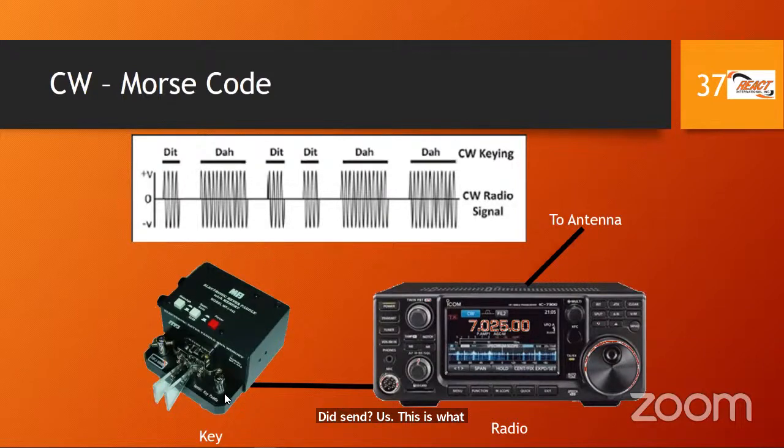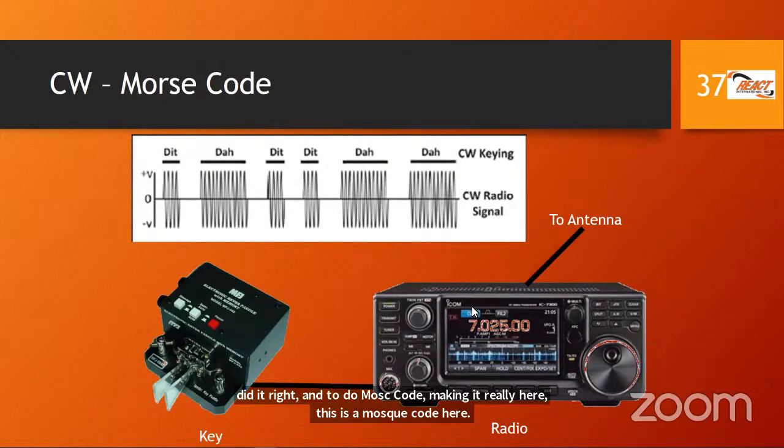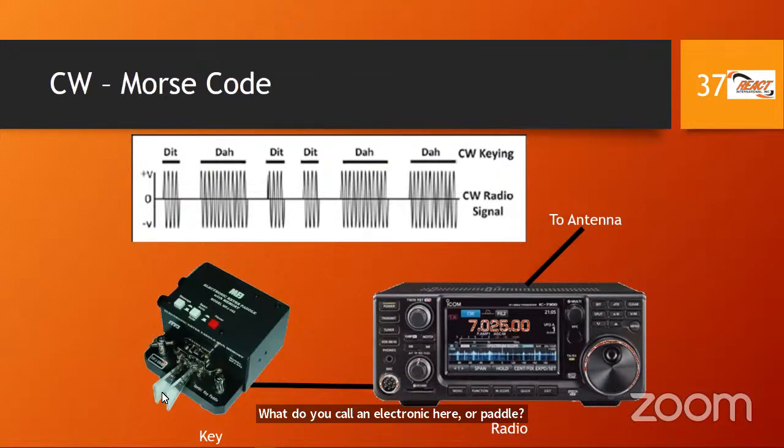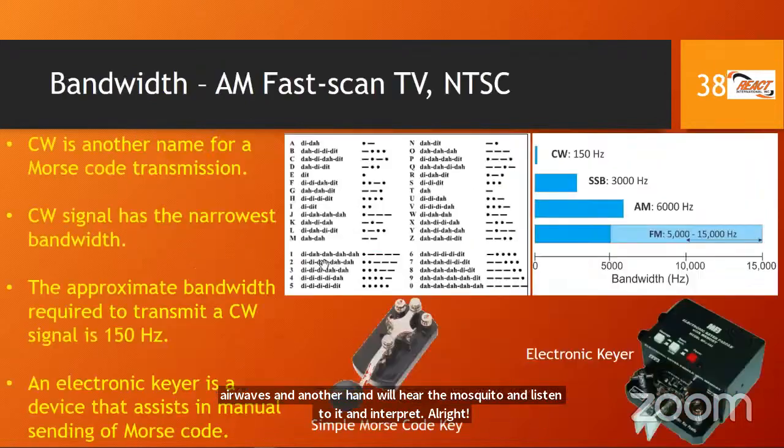And to do Morse code, making it real here, this is a Morse code keyer, what you call an electronic keyer or paddle, and it's connected to our transceiver. So we're not using voice, we're not speaking into the radio, we're just pressing these paddles to generate the tones of Morse code. And this is our transceiver or radio, and it's connected to an antenna, and it goes out the airwaves. And on the other end, we'll hear the Morse code and listen to it and interpret it. All right, so Morse code, but there are a couple of things that we need to learn for the exam.